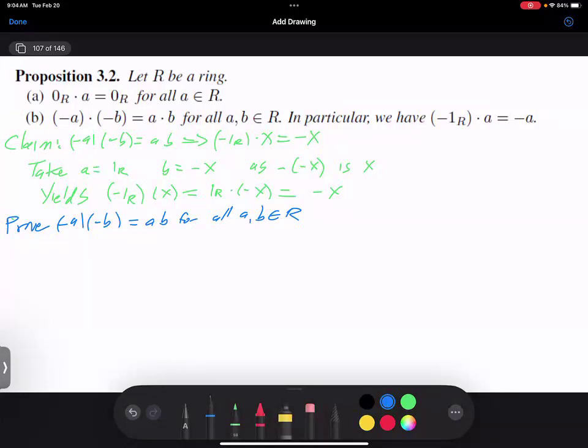Try to do like -1R. All right, so let's try it. So how would you? We don't know yet that -1 times A is negative A. We get that as a consequence of proving this. We just showed that if this is true, all we know is that if we multiply anything by 0, we get 0.